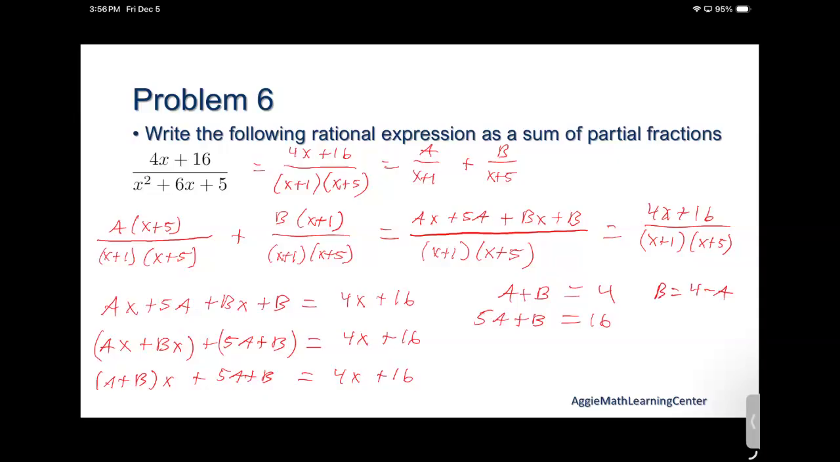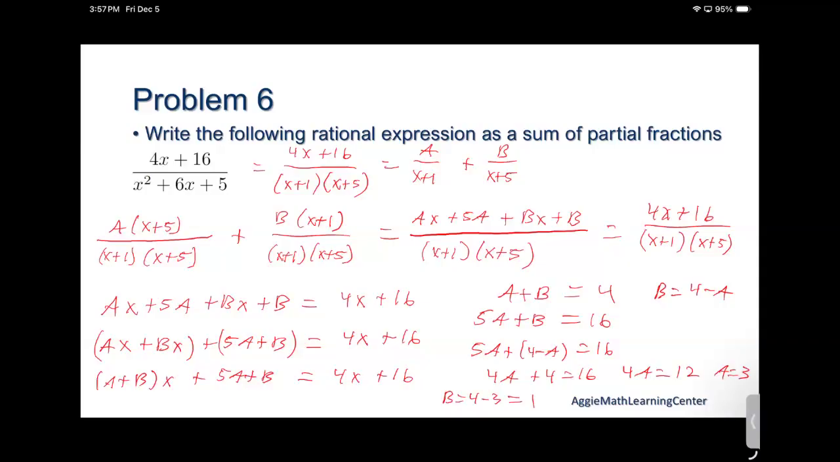And if I plug that into the second equation, then I get 5a plus 4 minus a equals 16. So that is 4a plus 4 equals 16. 4a equals 12. And so a equals 3. Now if I plug that back into either of the equations, I'll just plug it back into my b equals 4 minus a. b equals 4 minus 3, which equals 1.